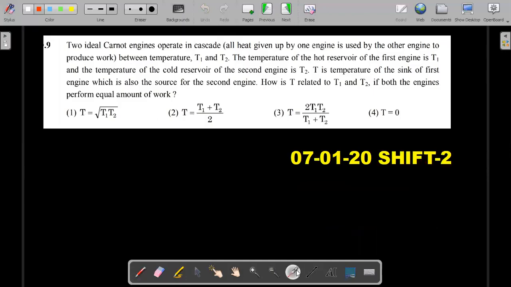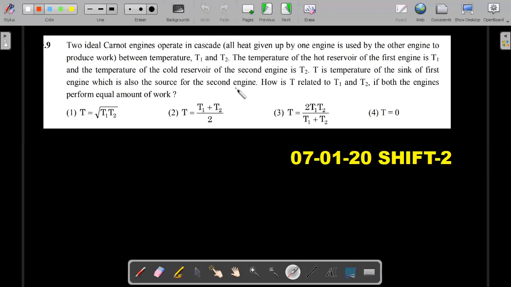Let's go to the next question, which is from the 7th January shift 2. Two ideal Carnot engines operate in cascade. Cascade is series. All heat given up by one engine is used by the other engine to produce work between temperatures T1 and T2. The temperature of the hot reservoir of the first engine is T1, and the temperature of the cold reservoir of the second engine is T2. T is the temperature of the sink of the first engine, which is also the source for the second engine.